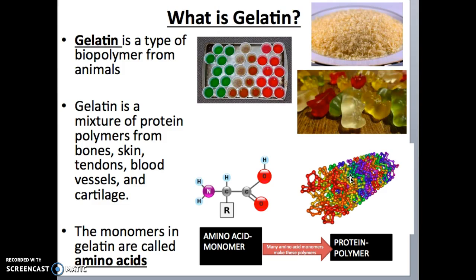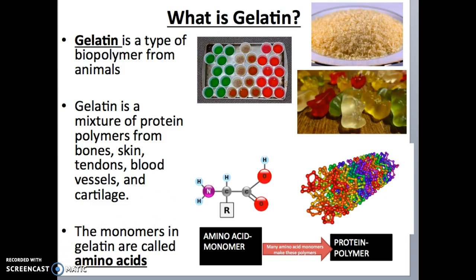And the monomers in gelatin, so each of these little smaller molecules, are called amino acids. So this is an amino acid molecule. Many, many amino acids joined together make a protein polymer. And different types of proteins actually have different amounts of monomers, and the different polymers mixed together makes gelatin. This is what powdered gelatin looks like. And gelatin, as you probably know, is commonly used to make jello and even many gummy type of snacks.